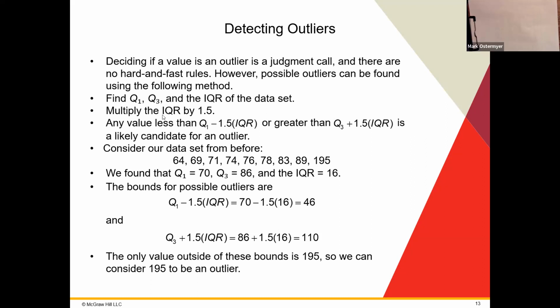Ladies and gentlemen, then we're going to multiply the IQR value by 1.5. And now here's how it works. Any data value in your data set that is less than your first quartile minus 1.5 times your interquartile range, or any data value that's greater than your third quartile value plus 1.5 times your IQR value, we would classify those data values as being outliers in the data set.